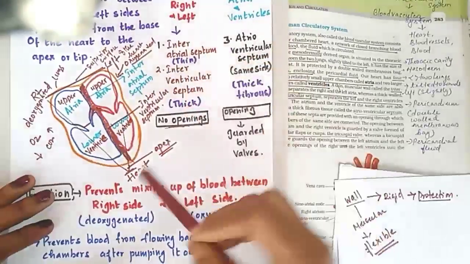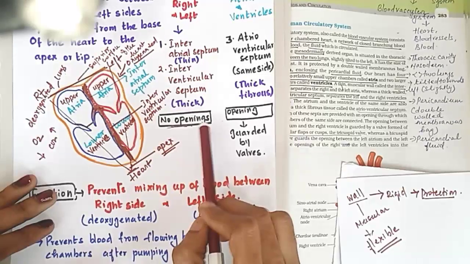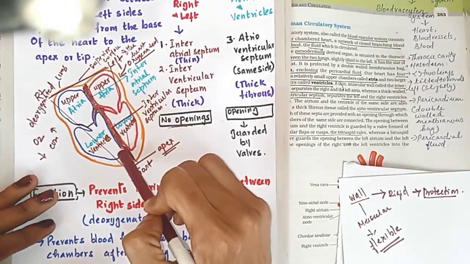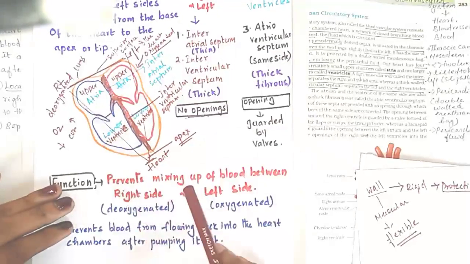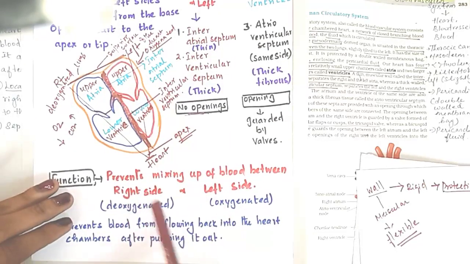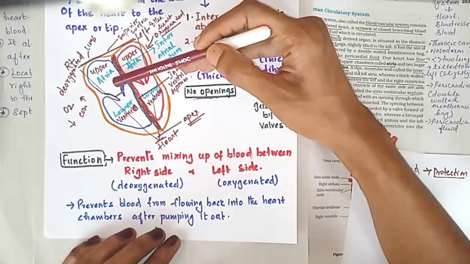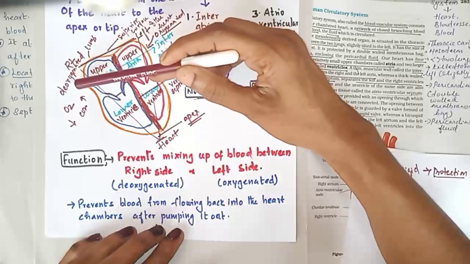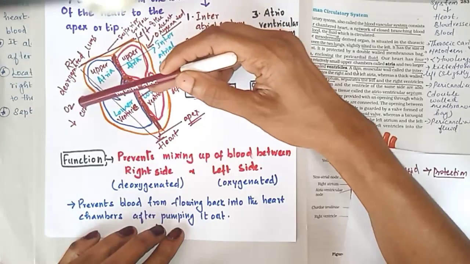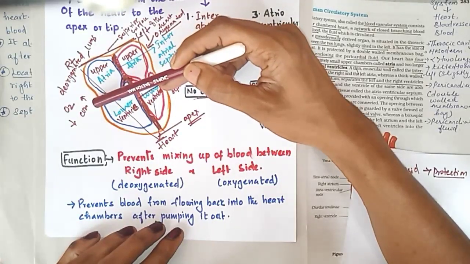Throughout the septum there is no opening. Okay, so it is completely sealed off between the right side and left side. The important function of septum is to prevent mixing up of blood between the right side and left side. This is important because the right side is full of deoxygenated blood. Deoxygenated blood is low in oxygen and high in carbon dioxide content.